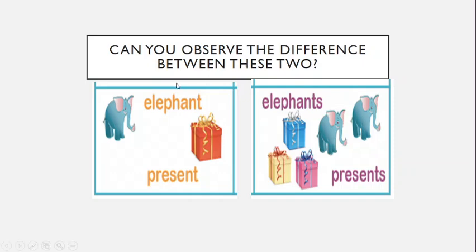Let's take an example. Here you can see an elephant, right? But here there are two elephants, right? Here there's a present, means gift. Here there are two presents. Are you getting my point, students?